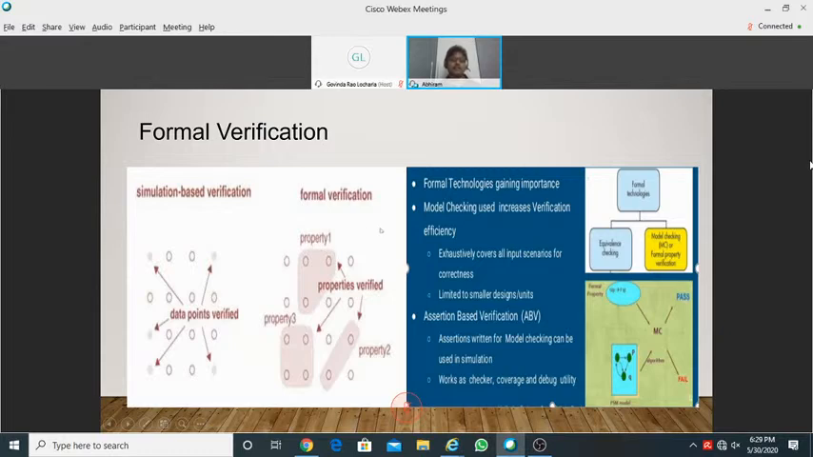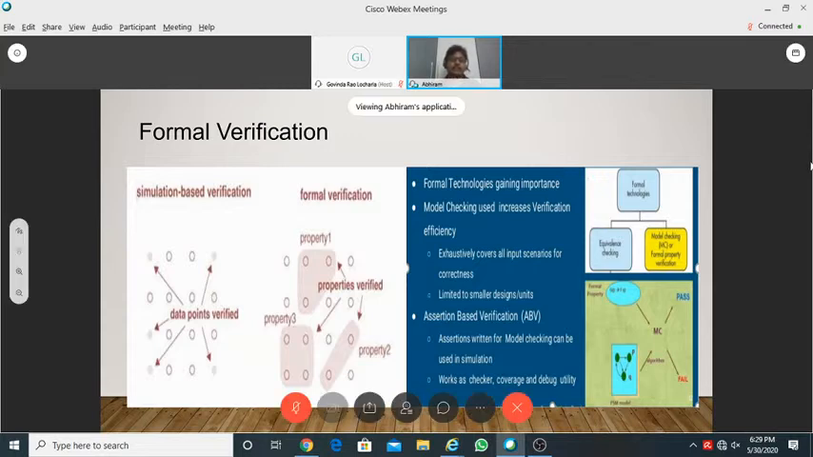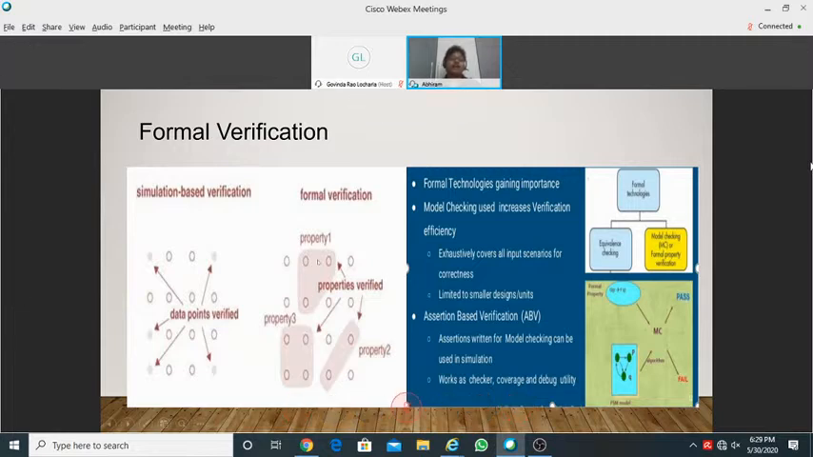Since the state space, ideally I would call the state space for a 100 input SOC as 2 power 100. So that state space has been defined. Now formal verification has a different approach to verifying. It doesn't really look for the data points, but it tries to form data points based on properties. So it's a different kind of methodology where you write properties based on data sample points.